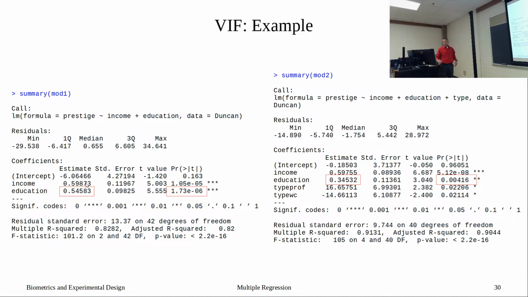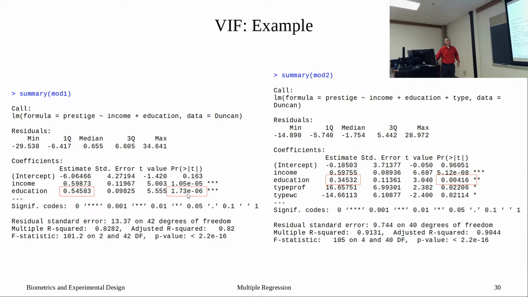So education, these aren't factor levels. Income and education are continuous variables, so they're reported as numeric variables. With income, whatever unit income is, for every 1 unit increase in income, prestige is increasing by almost 0.6. For education, let's say every 1 year increase in school results in an increase in prestige of 0.54. That's our interpretation, and both of these are significant.